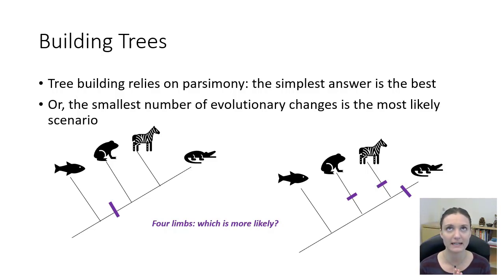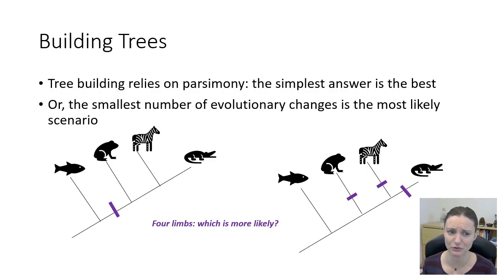So the key idea here, though, is that the smallest number of evolutionary changes is the most likely scenario, because evolutionary changes are relatively rare, and so it's more likely for one evolutionary change to occur, and then lineages that diverge from that common ancestor inherit that evolutionary change, versus an evolutionary change being inherited many times independently in each lineage.